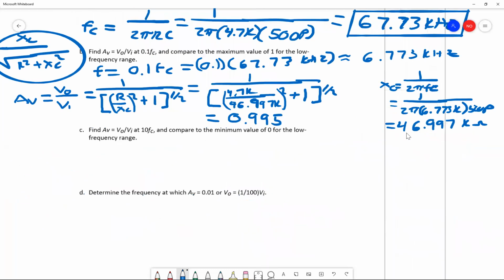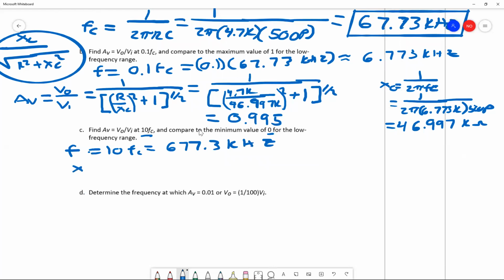Both are perfectly acceptable. Right now, what we're going to do is find the voltage gain again at a different value. We're going to find it at 10 FC. So to do that, we're going to take the frequency, multiply it by 10, and that will get us 677.3 kilohertz. Pretty easy. And then remember, this is FC right here, the cutoff frequency.